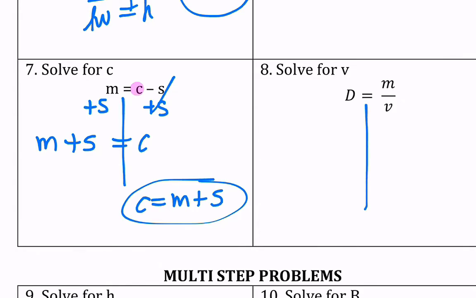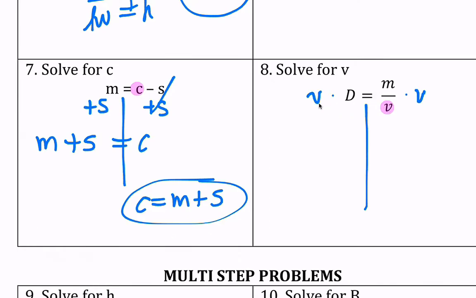On number 8, we want v by itself. What makes this problem difficult is that if I want v by itself and it's on the bottom of a fraction, on the denominator, my first step isn't going to get rid of this m. What I want to do is get this variable off of the bottom. So I have to do the opposite of this divide by v. Well, the opposite of a divide by v is a times v. What I do on one side, I do on the other.